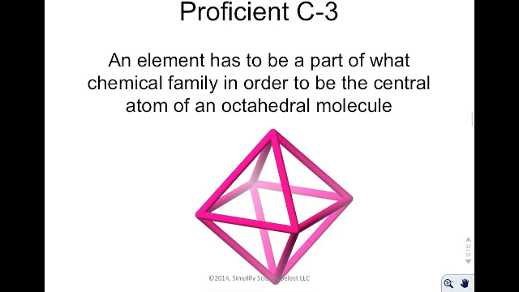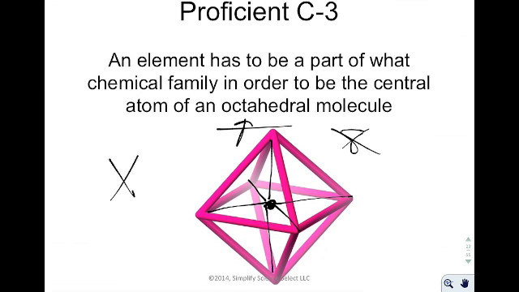Next, it says an element has to be a part of what chemical family in order to be the central molecule of an octahedral molecule. Now remember, octahedral molecule does not mean that it has 8 things connected. Instead, it takes the shape of an octahedron. So I have a central atom, and it connects to 1, 2, 3, 4, 5, 6 molecules. So you want some sort of element to connect to 6, let's call it Y, 6 different molecules. In order to do that, it has to have 6 valence electrons. So if you look at the column that has 6 valence electrons, that would be something from group 16, or you can call it the chalcogens.